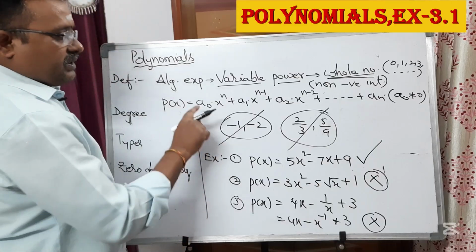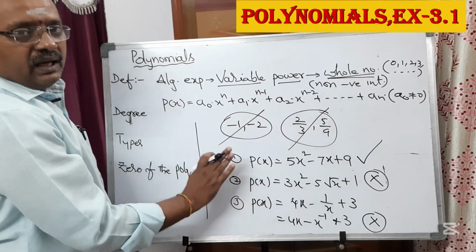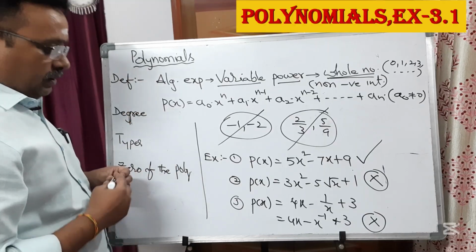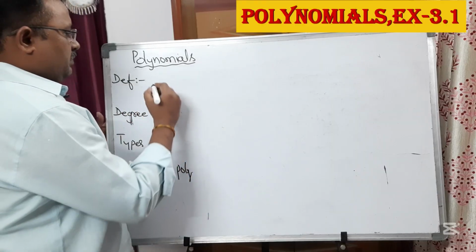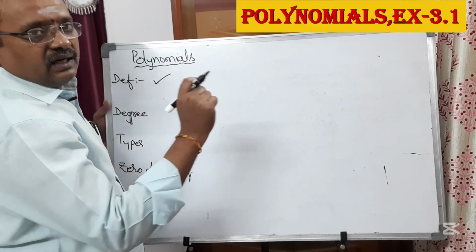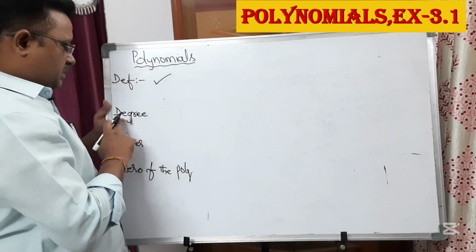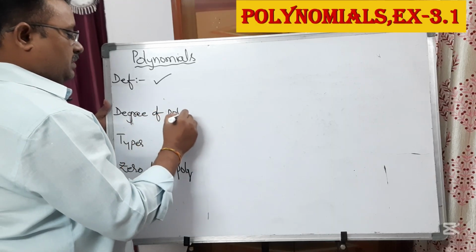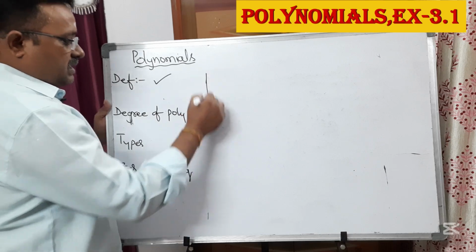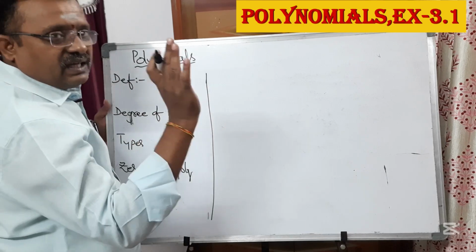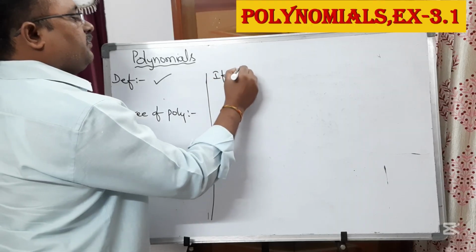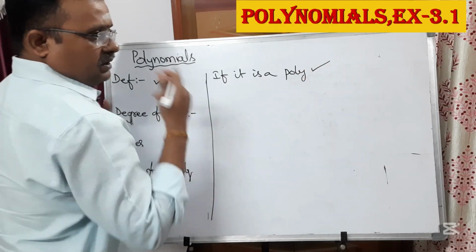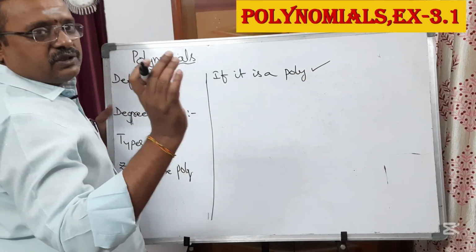Keep it in mind. This is the general expansion. Simple examples I have given. So we discussed the definition and general representation of polynomial. From that we will go on to discuss the degree of polynomial. What is meant by the degree of the polynomial? If it is a polynomial, first of all it should be a polynomial. Then the highest power of the variable.